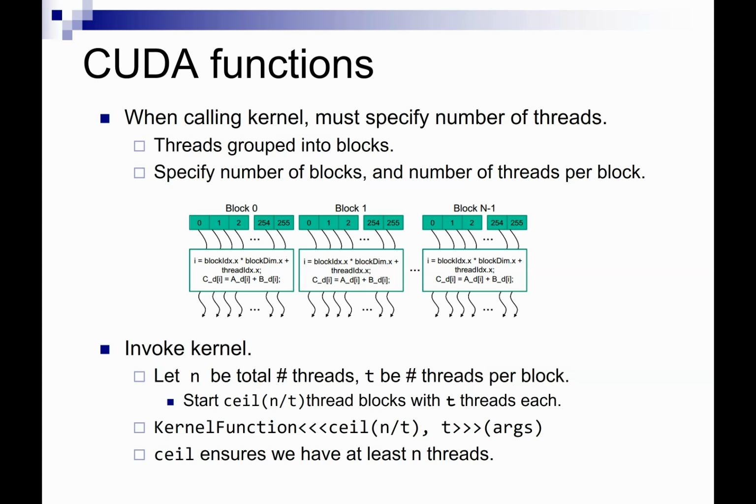Now the way you call the kernel function is you use this notation. Kernel function, and then you have to use 3 less than signs, then you give the number of blocks, the number of threads per block, then 3 greater than signs, and then the arguments. This way we're guaranteed to have at least n threads, because the number of threads is the number of blocks times the number of threads per block.